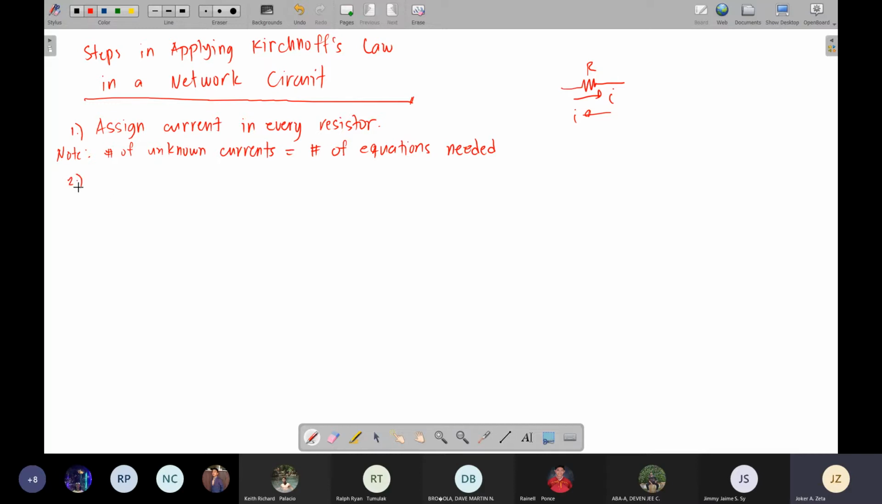Step number 2. You're going to assign a loop to a closed circuit where there is no voltage source connected. We have voltage source, current source tayo. Where there is no current source connected.